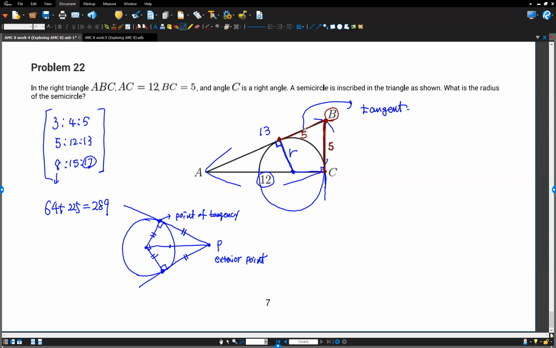Now, what is the length of this side? Total from here to here is 13. From here to here, 5. The other side is 8. 13 minus 5 is 8.